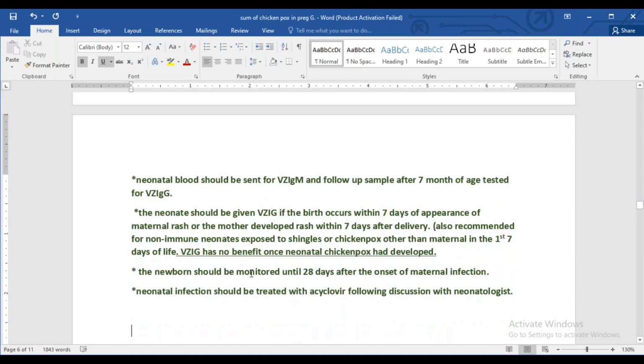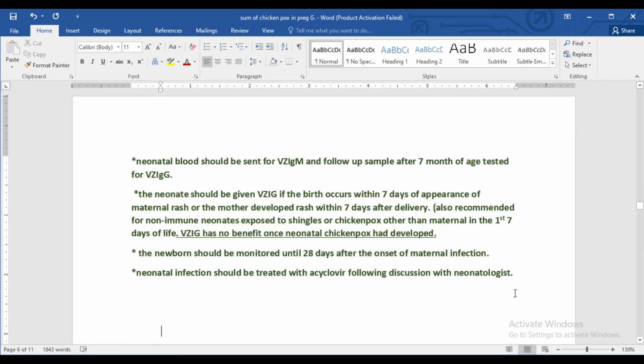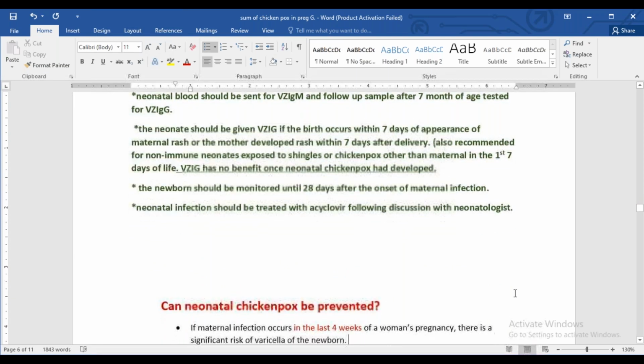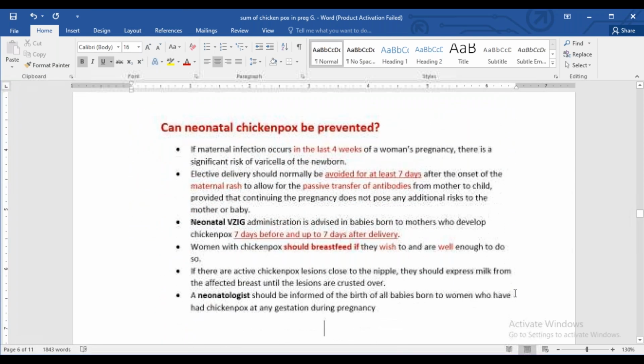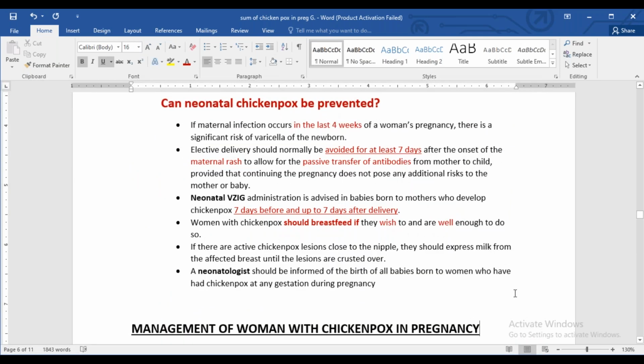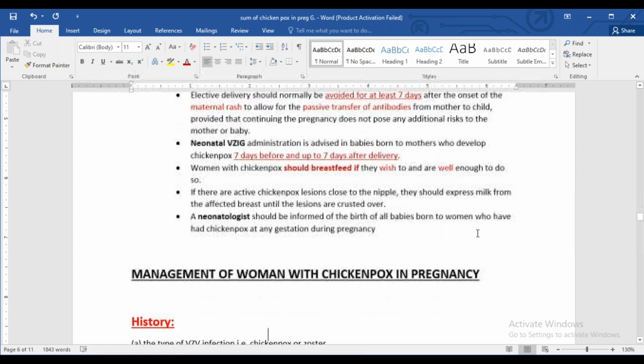Also, they stated that you have to monitor the baby until 28 days after the onset of maternal infection, and the neonatal infection should be treated with acyclovir following discussion with the neonatologist. As I told you, this is not stated in the RCOG guideline. It's just recommended by the RCOG. We have discussed this before. You can go through it.